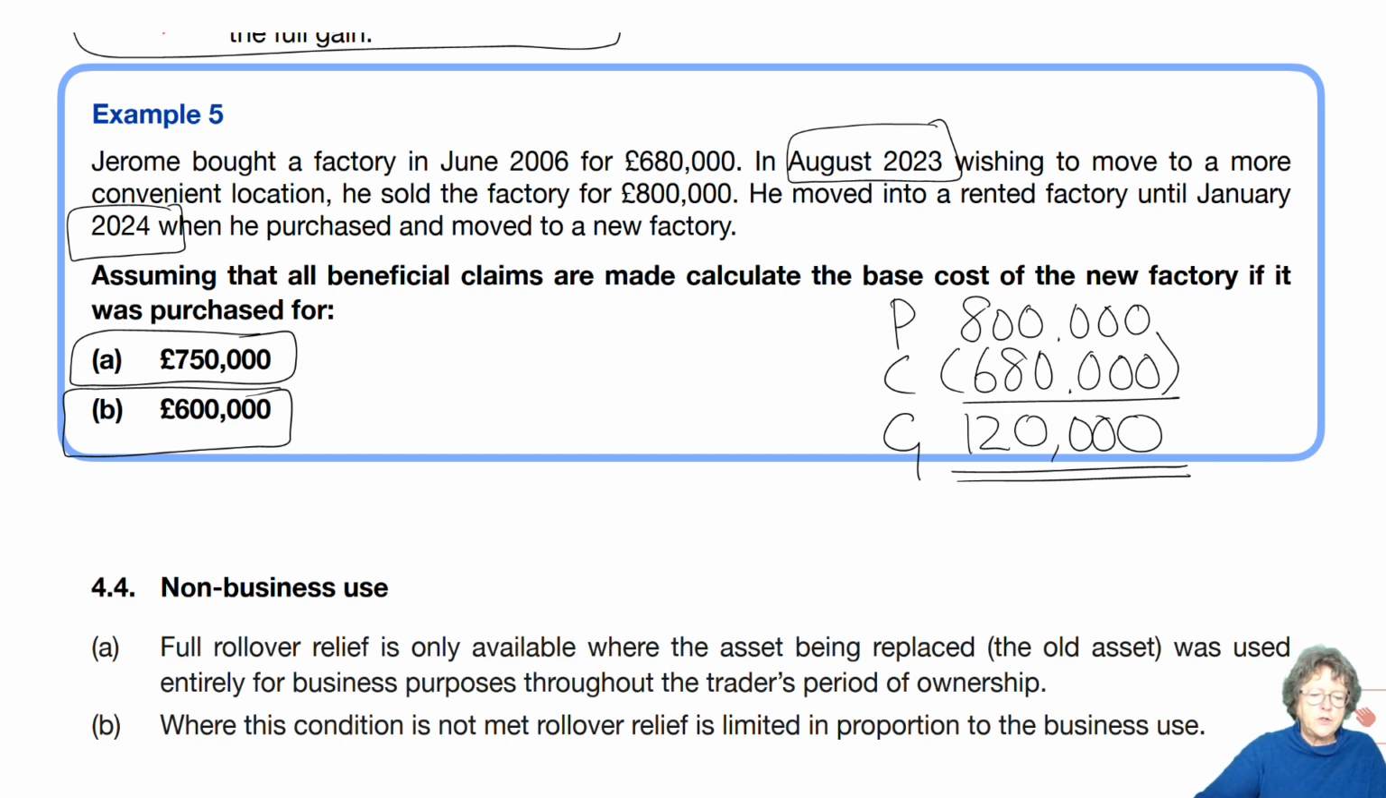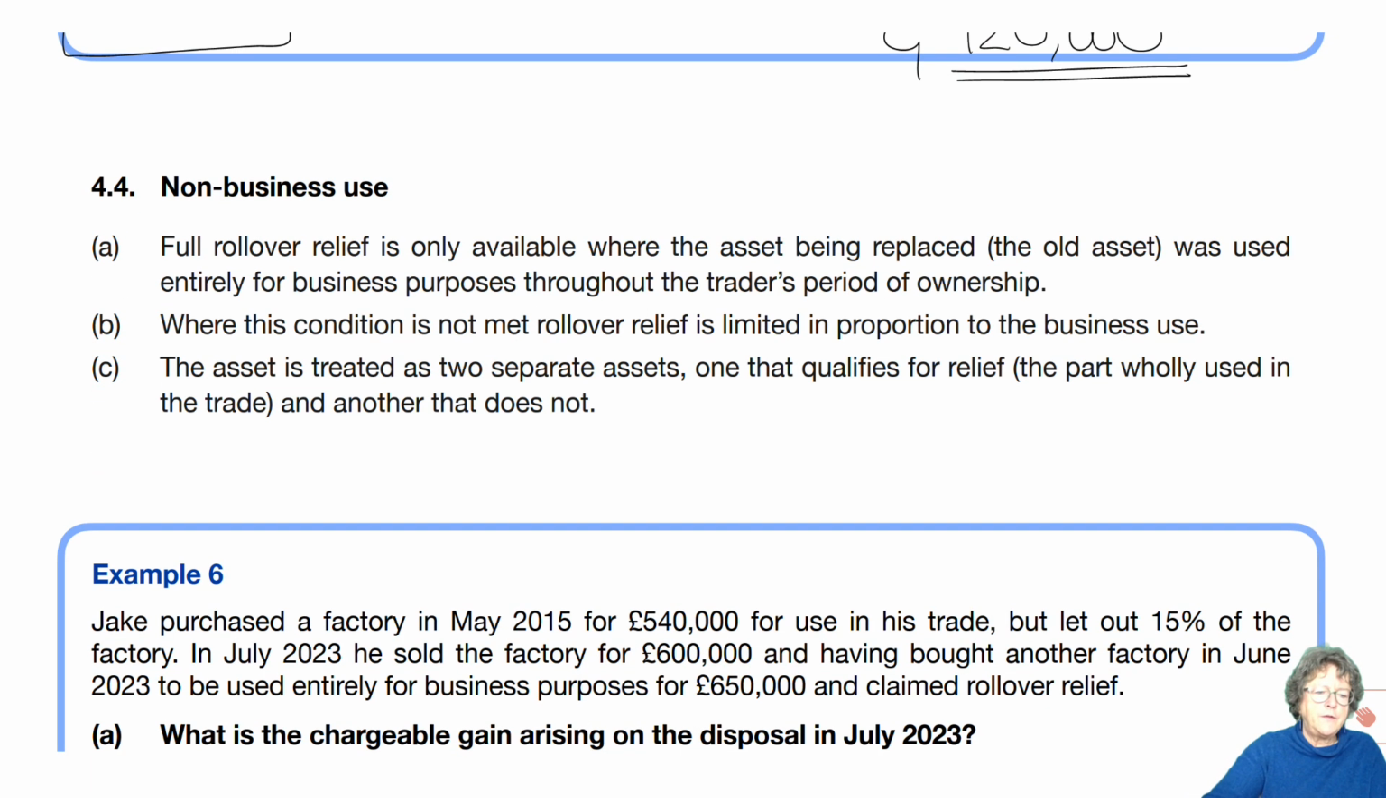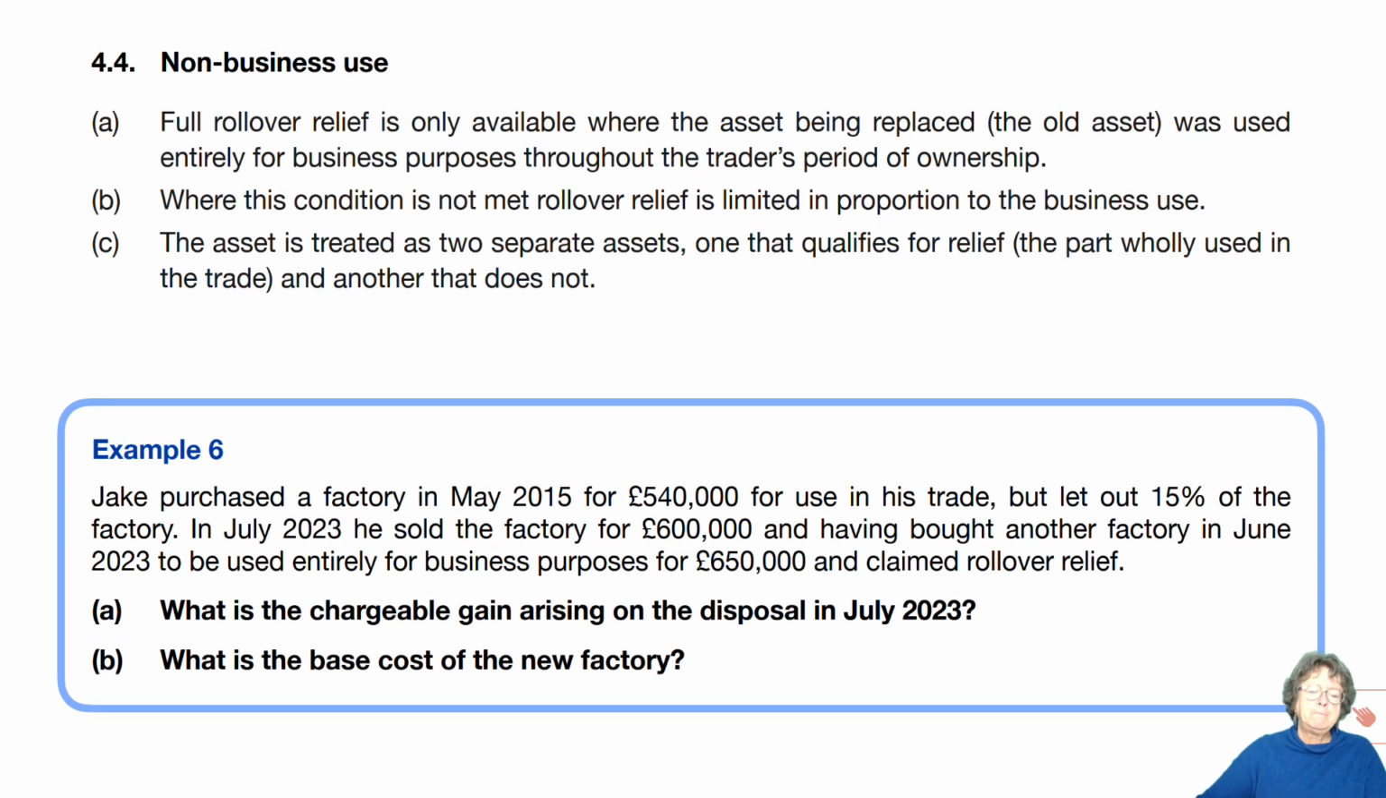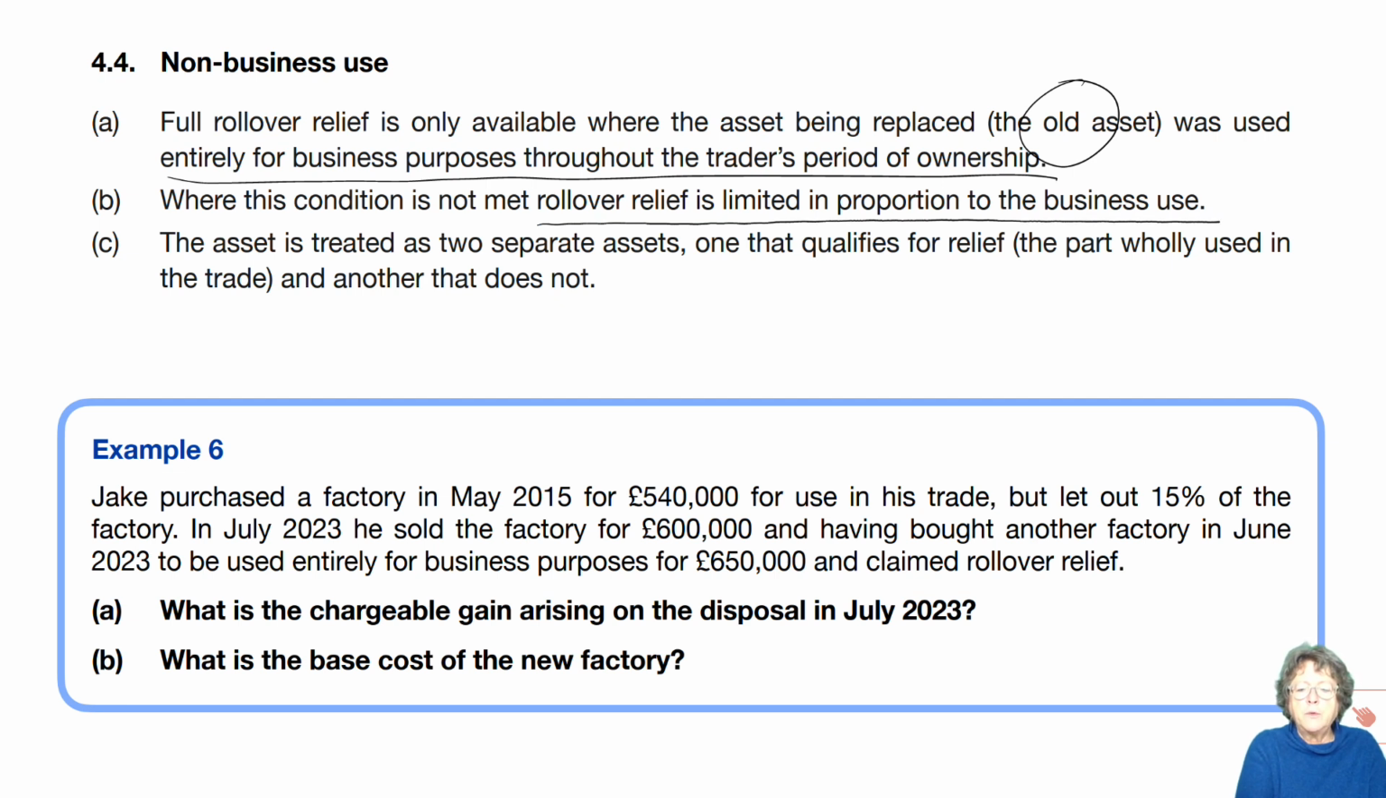So one last section under rollover relief is where there is non-business use. So full rollover relief is only available where the asset being replaced, the old asset, is used entirely for business purposes throughout the ownership period. Where this condition is not met, then rollover relief is limited to the business proportion. Use your common sense to work that out. Assets are treated as two separate assets. One qualifies for the relief and the other doesn't.